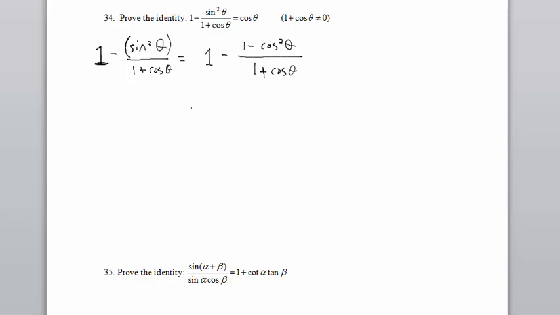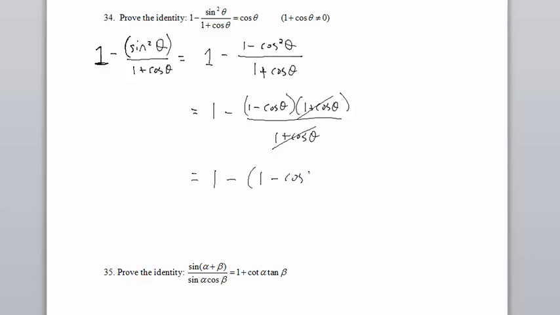And after that, I can see I can factor that numerator. The hint that I'm given is that if I factor 1 minus cosine squared, I can see there's a common factor now in the numerator and denominator. So I can cancel those out, and it's really become much simpler now. So what am I left with? 1 minus cosine theta. And then if we just distribute the negative, we get 1 minus 1 plus cosine theta, which of course will give us our answer of cosine theta.